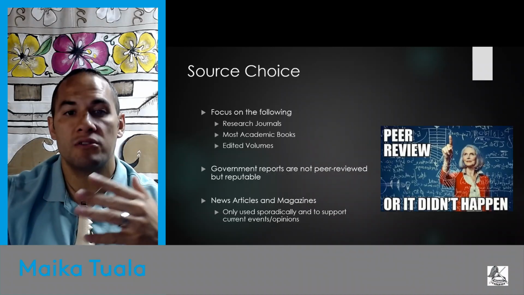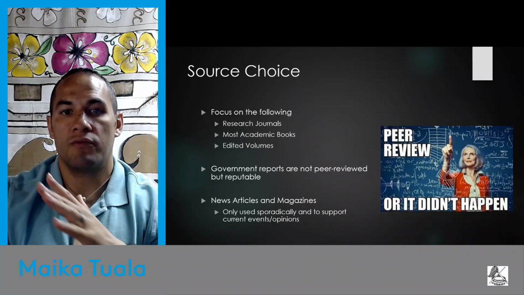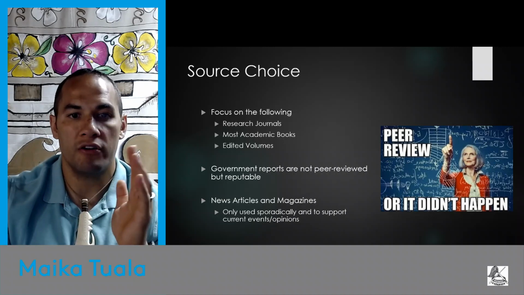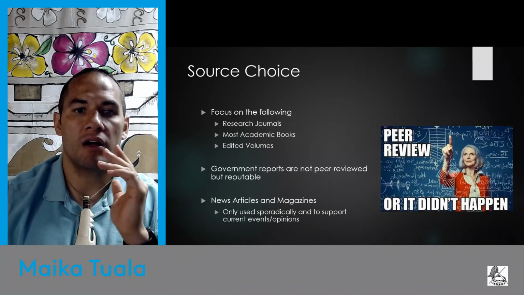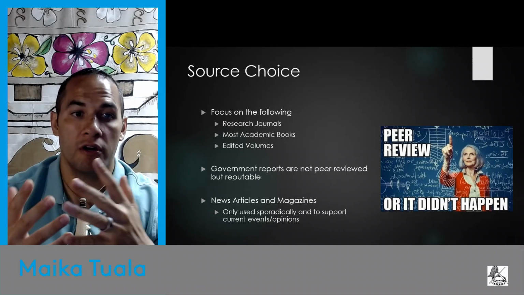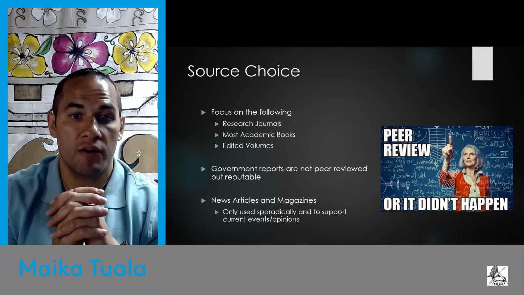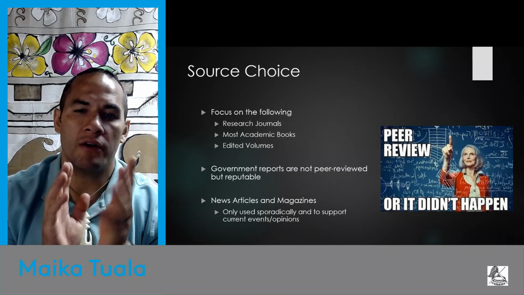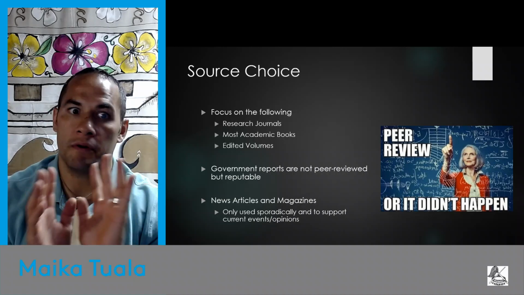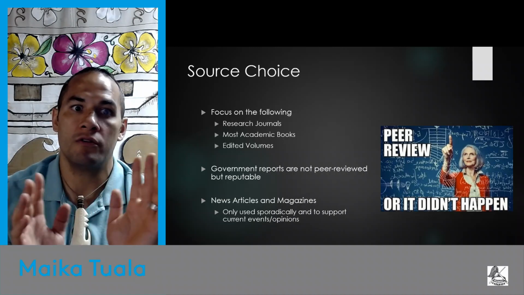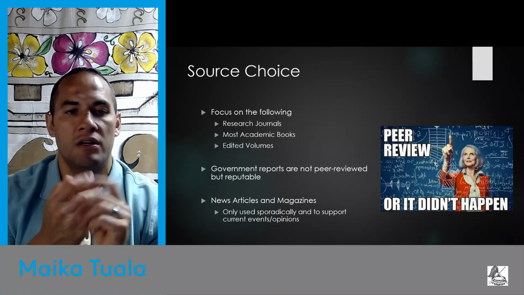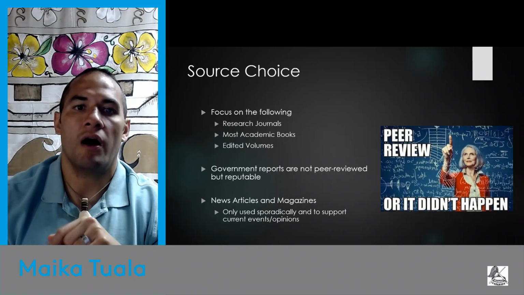So when it comes to source choice, number one, you always want to have ones that are peer-reviewed, so research articles, academic books, or edited volumes. You can even use government reports. They're not peer-reviewed, but those are good sources you can use. So .gov reports, those are good. But news articles and magazines, you'll use those very sparingly, maybe one or two, but don't use more than 2, because those are not reliable sources. Those are often just opinions and not good data sources. So use good sources. Okay.